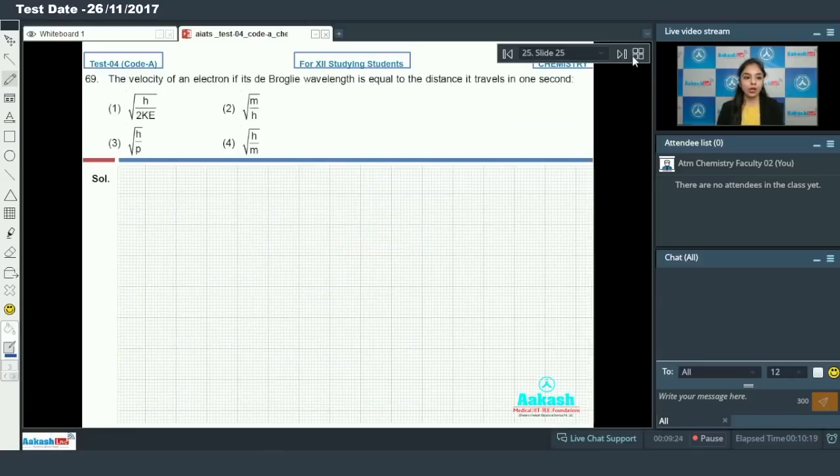Moving on to the next one, question number 69. It says: find the velocity of an electron if its de Broglie wavelength is equal to the distance it travels in 1 second. What is the expression for de Broglie wavelength? The de Broglie wavelength is equal to h by mv, where m is the mass of the particle and v is the velocity of the particle. Here the de Broglie wavelength is equal to the distance it travels in 1 second. What do we mean by the distance traveled in 1 second? It is basically the velocity. So lambda is equal to v.